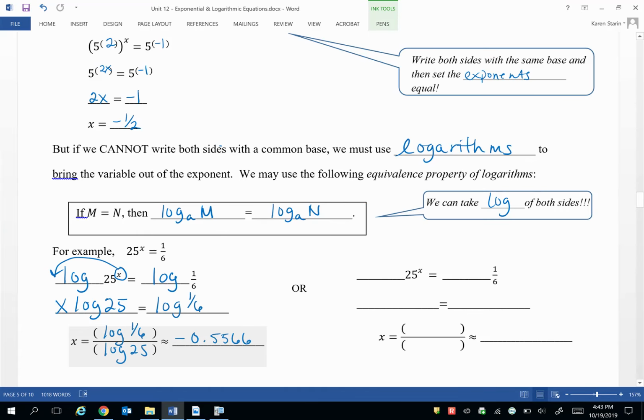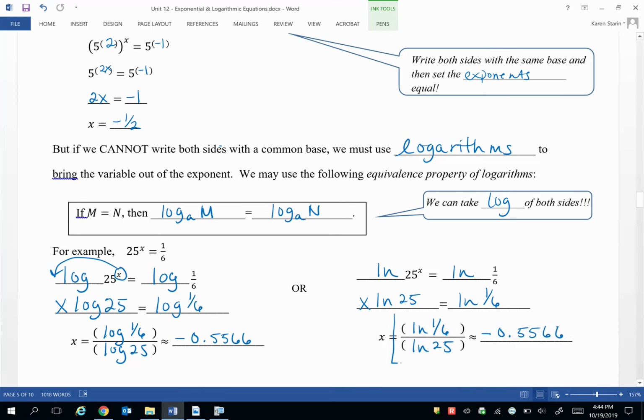0.5566. Or we could do this with ln's, because most of our calculators also have the natural log, and the process is literally the same. It's just that we're going to use the natural log. So we'd have x ln of 25 equals ln of 1/6. We would divide both sides by ln of 25. So we get x equals ln of 1/6 divided by ln of 25. And if we brought up the calculator again, we would get exactly the same approximation.